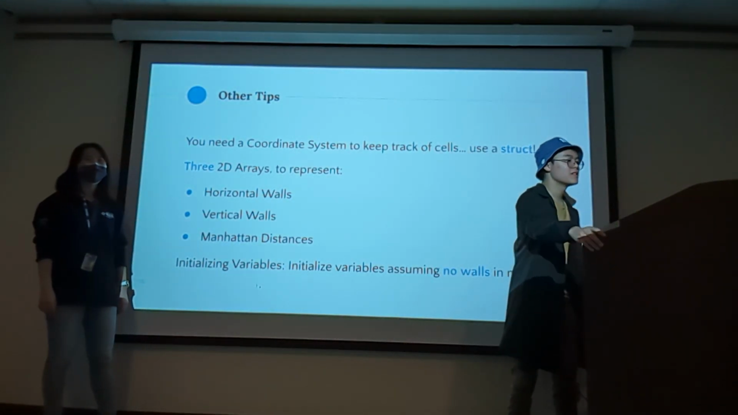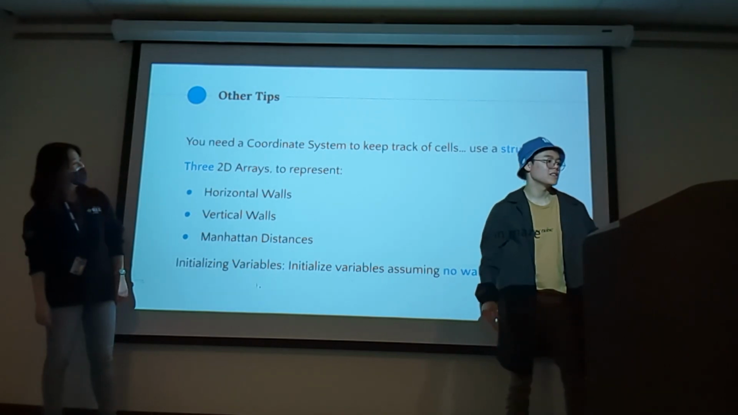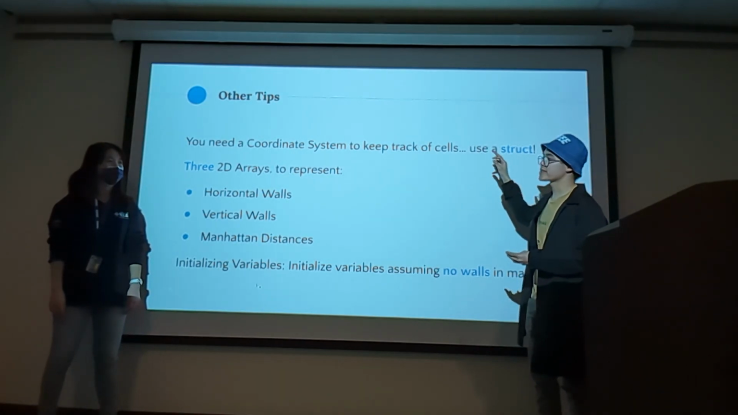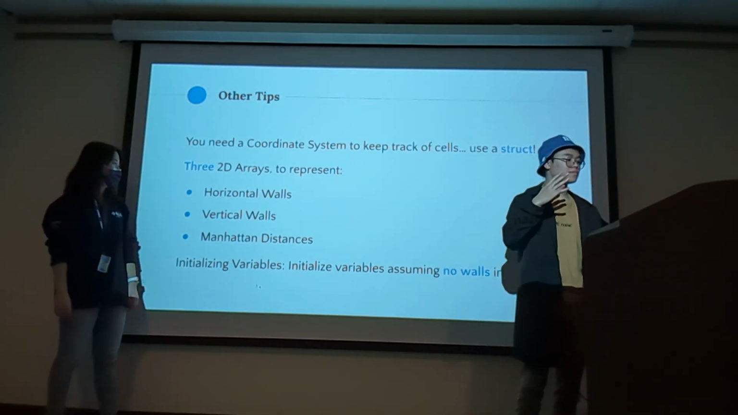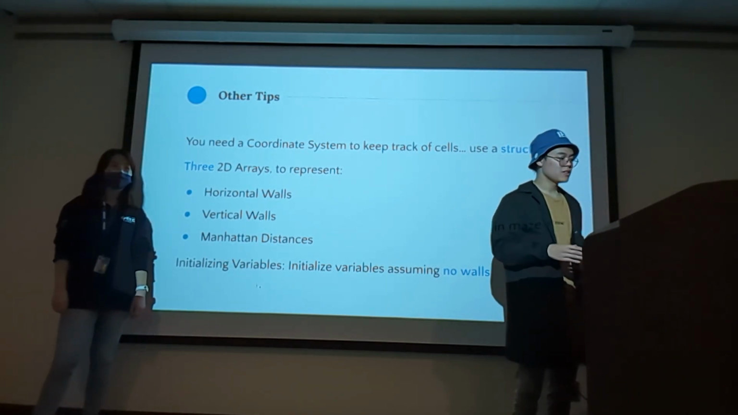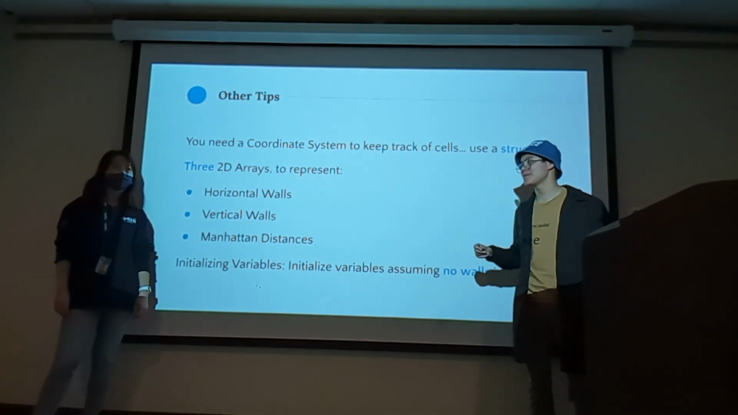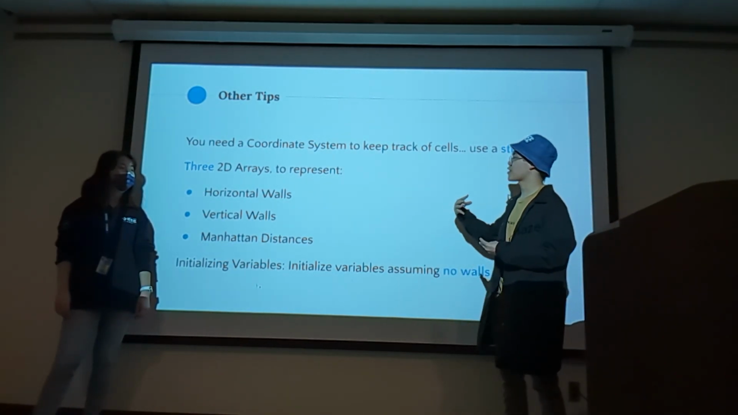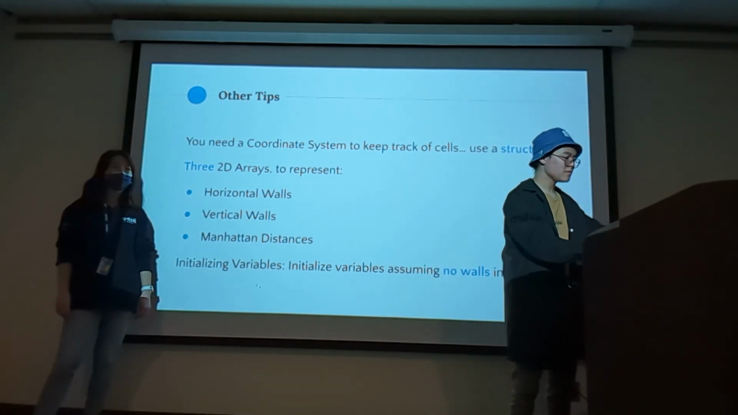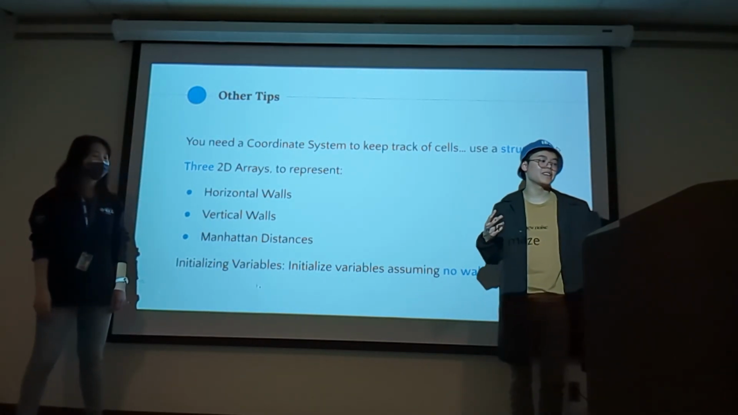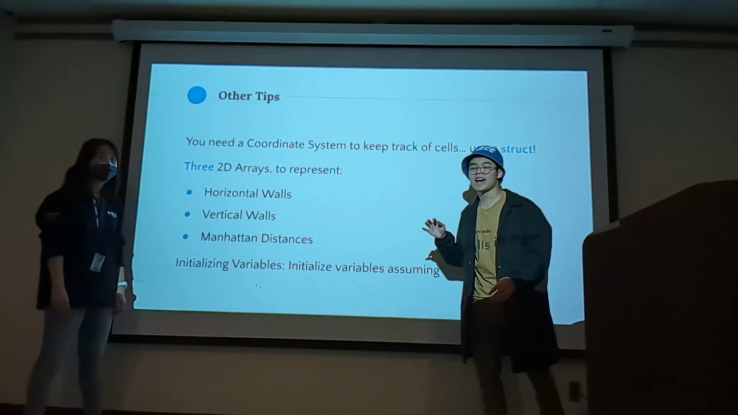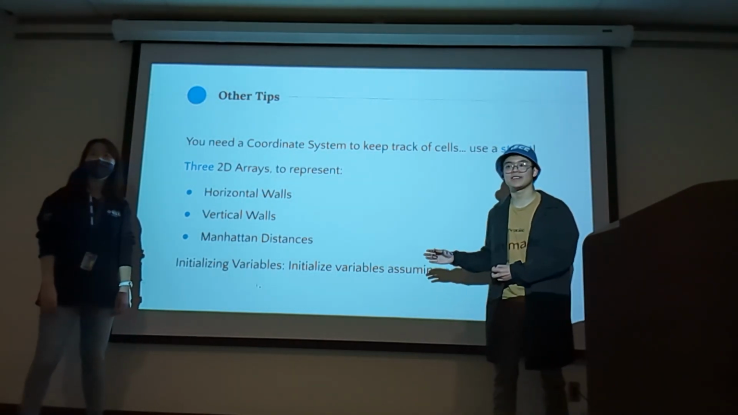Some other things you would want to think about: you need a coordinate system to keep track of the cells. You can either do XY coordinates or just rows and columns like we did in the example. Then use a struct. If you're not too sure what that is, come up to us after or just Google it, but basically it's an easy way to keep track of multiple variables in one contained structure, like an XY coordinate. And you will want three 2D arrays to represent your horizontal walls, vertical walls, and the Manhattan distances, being all the numbers that we calculated during Floodfill.